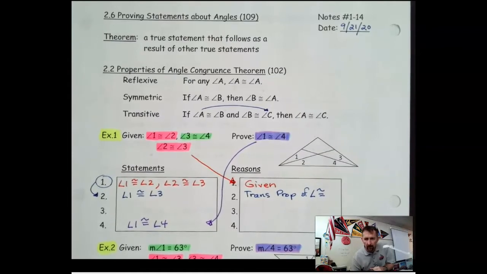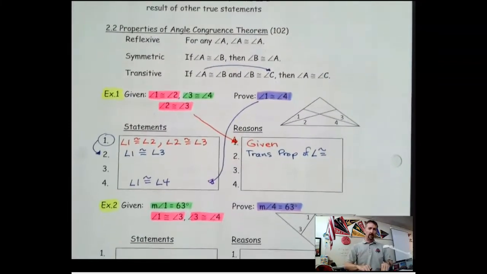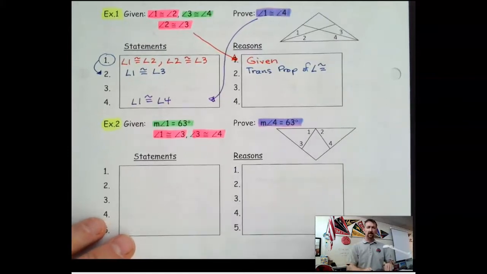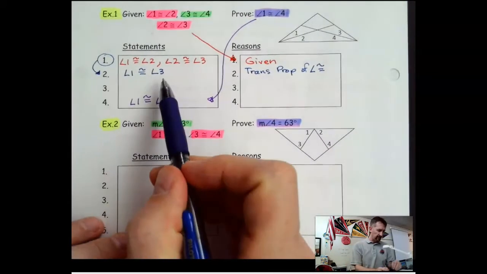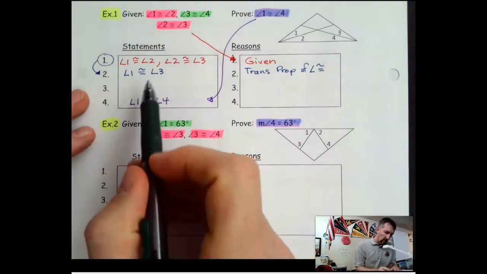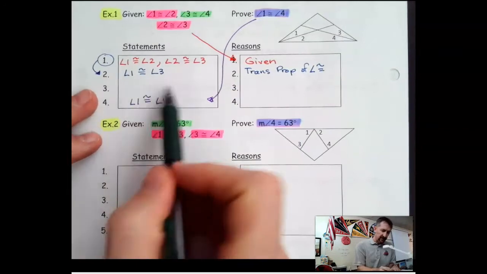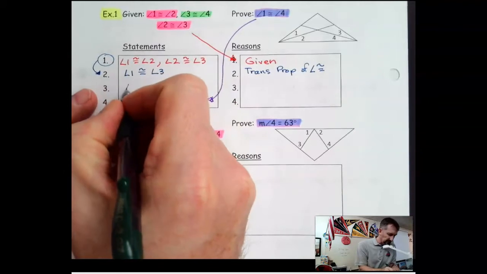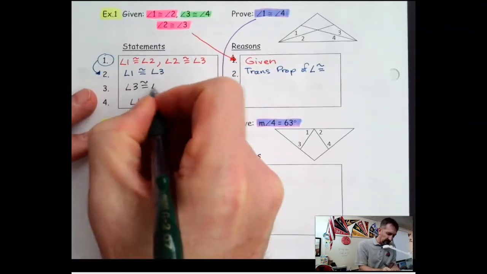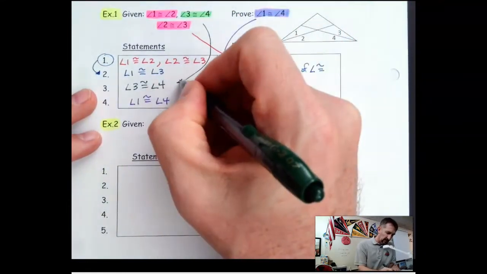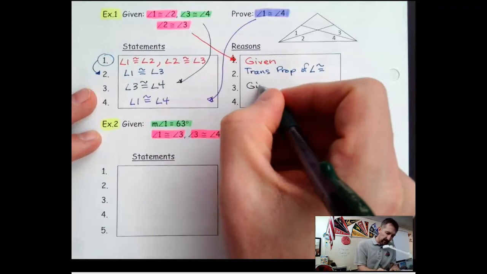So that's good. Now, if we look up here, I want to get rid of all that stuff. So we're just looking at this. So now we want to ask ourselves, well, there was another piece of given information that we didn't use, and that piece connects pretty nicely to here. So we could also say angle 3 is congruent to angle 4. That's coming down here. And that was also given.